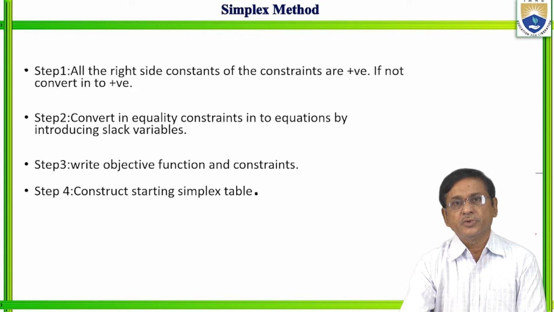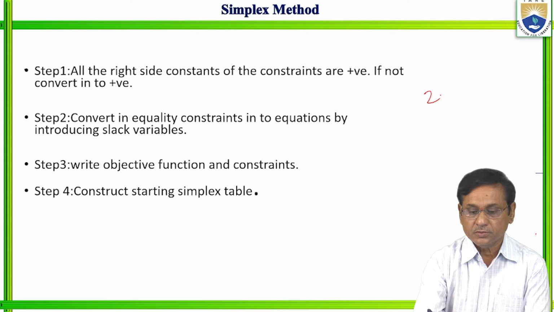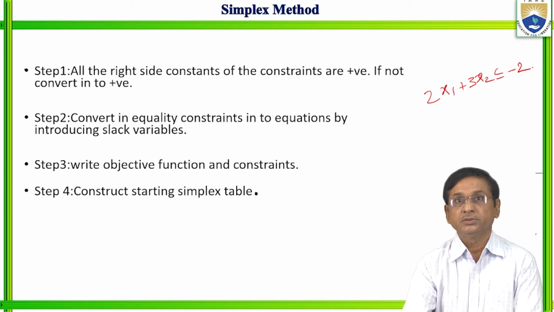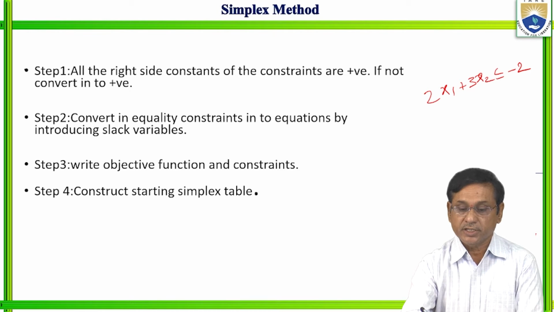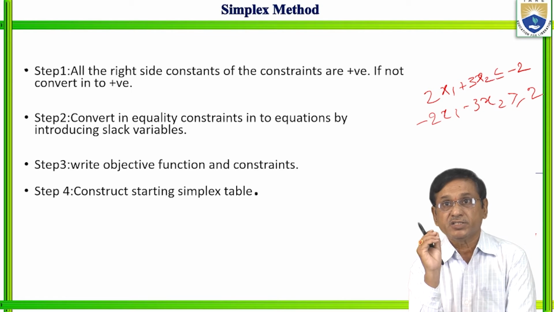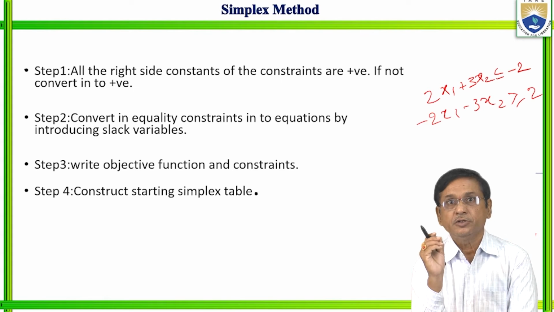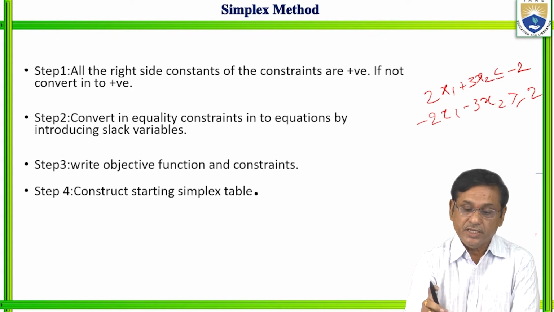First, we have to check whether all the right side constants of the constraints are positive or not. For example, the equation is 2x1 plus 3x2 is less than or equal to minus 2. If that is the case, we have to convert that into positive. How? By multiplying the entire constraint by negative one. Then minus 2x1 minus 3x2 should be greater than or equal to 2. That means if any right side constant of the constraints is negative, it should be converted into positive.